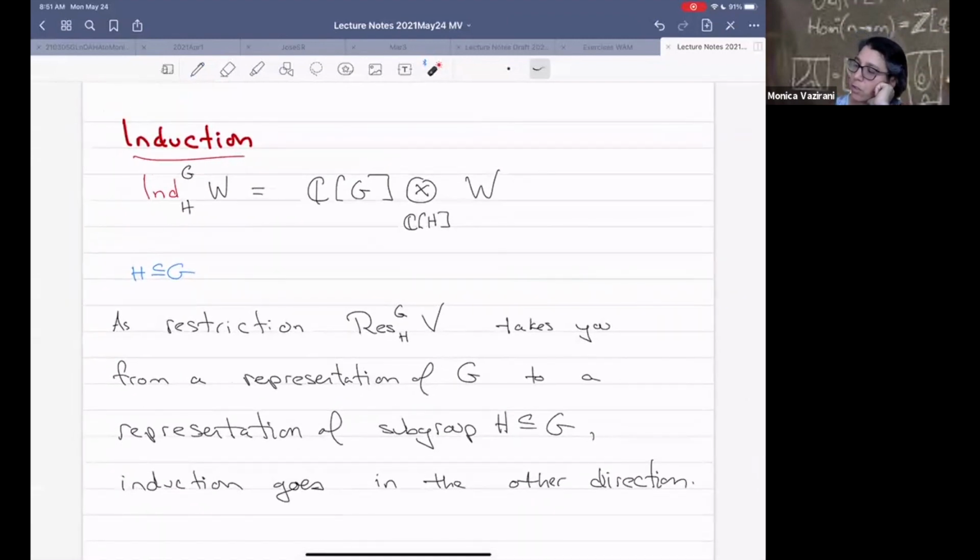Restriction took us from a representation of G to a representation of the subgroups by restricting the action, right? And you might say, well, what if I want to go backwards? What if I start with a representation W of H and I want to build a representation of G out of it? This is a way to do it. This is induction. It goes in the other direction. And as we'll possibly see later, in the same way that sigma and sigma inverse were adjoint operators with respect to dot product, it turns out that restriction and induction are adjoint functors, or at least adjoint on one side of each other.